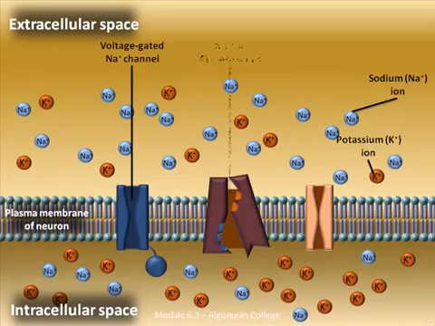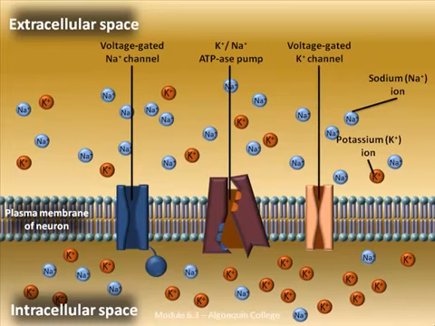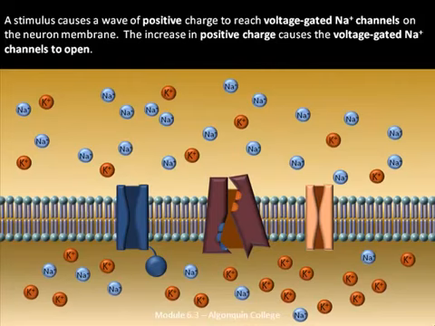Voltage-gated sodium channels, sodium-potassium ATPase pumps, and voltage-gated potassium channels are found embedded in the plasma membrane of the neuron. To initiate an action potential, a stimulus causes a wave of positive charge to reach voltage-gated sodium channels on the neuron membrane.